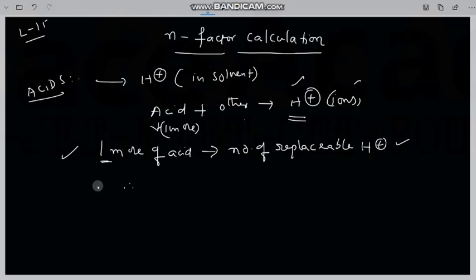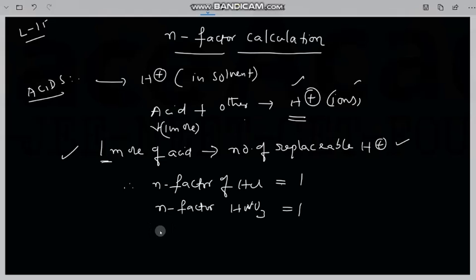Okay. Let us see the n factor of HCl. What is the n factor of HCl? That is equal to 1. What is the n factor of HNO3? The n factor of HNO3 is also 1. Similarly, what is the n factor of H2SO4? H2SO4 is equal to either 1 or 2. Depending on the extent of reaction it undergoes, we can decide whether this is 1 or 2.